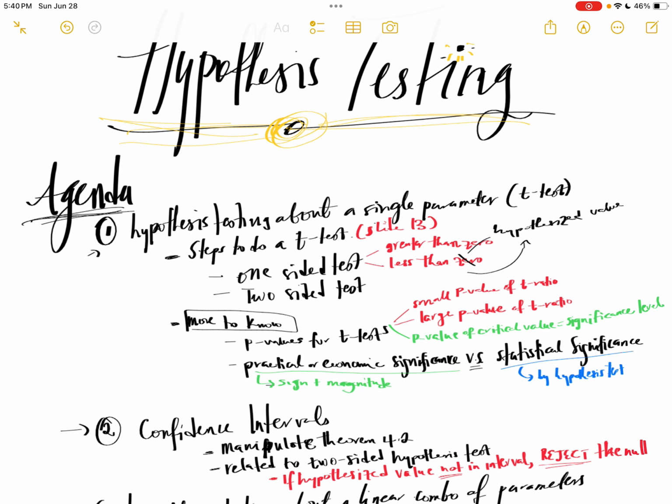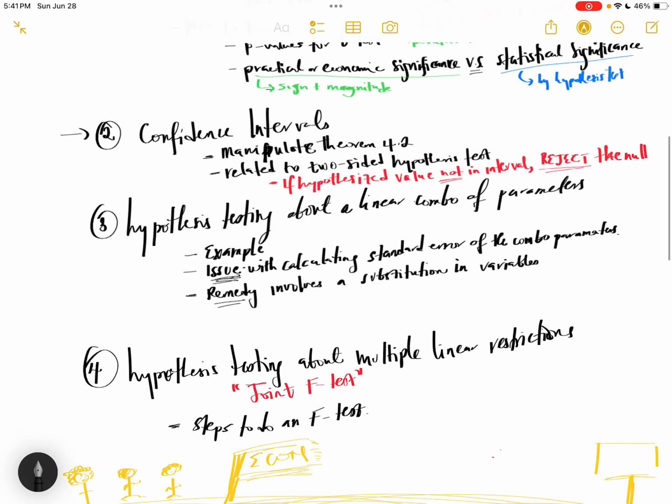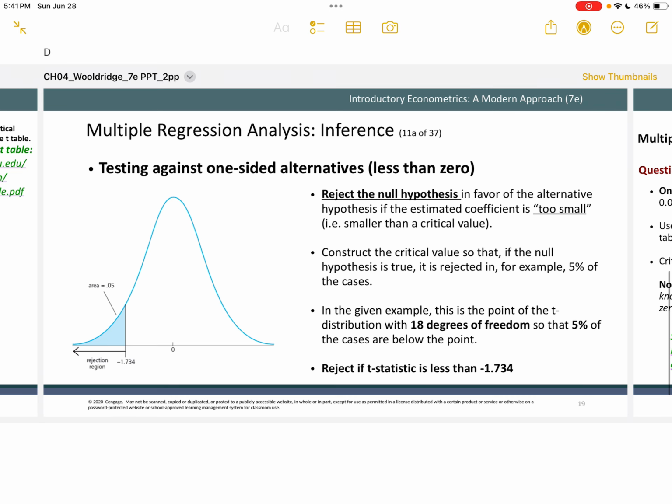Okay, so let's go back to the agenda. What did we just do? We just worked on a one-sided test, where we saw the greater than 0. Now we're going to work on another one-sided test for the less than 0. So that's where we're going. For less than 0, the t-curve that you draw will look like this.